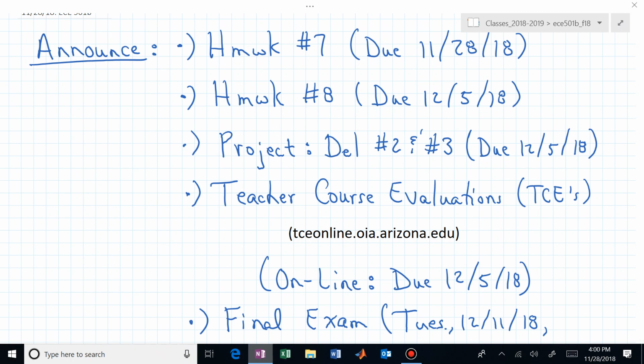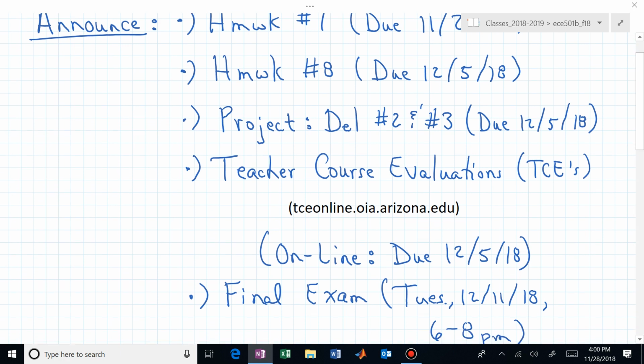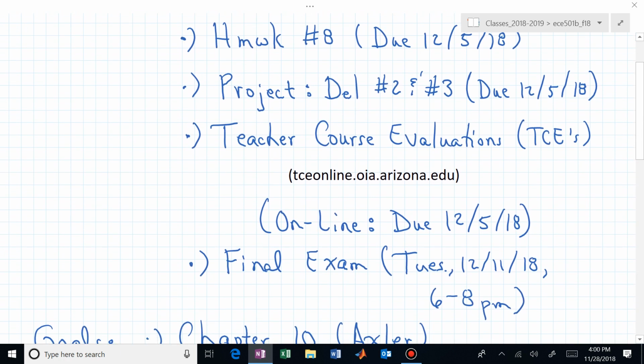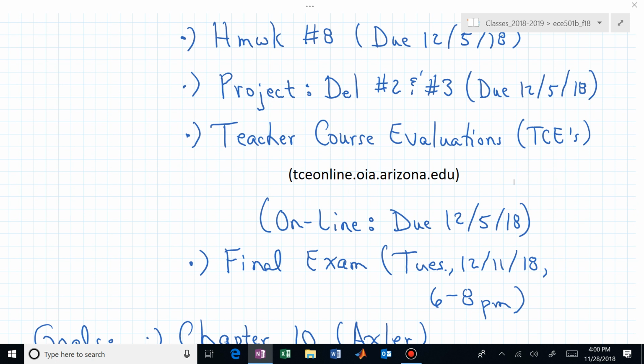Two more homework sets. One of those is going to be finished this evening. You'll need to submit that into the Dropbox. The next one is due in a week, homework number 8. And that's the due date for several different things.